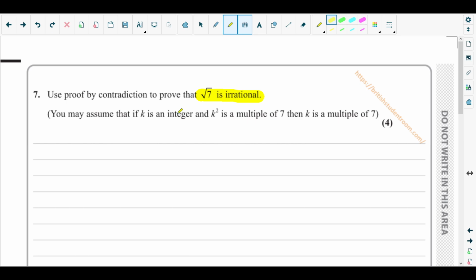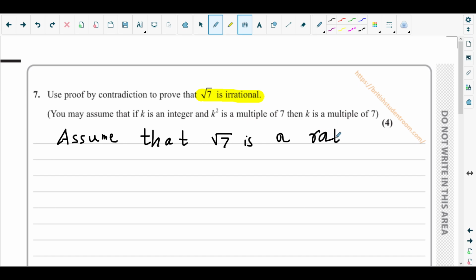Okay, so let's start. Proof by contradiction, that is we have to come from the opposite. So what would be the opposite here? Assume that √7 is a what? Rational number. Fine, it's a rational number.